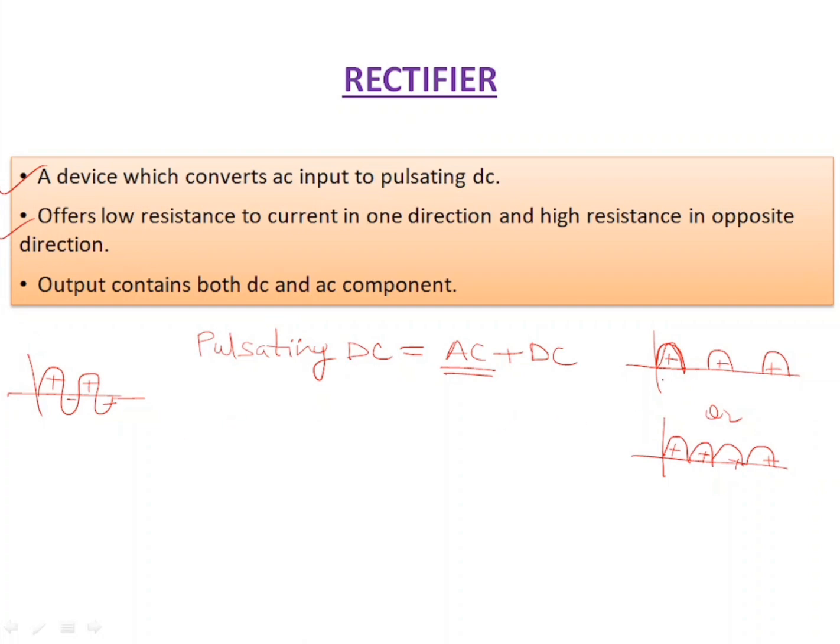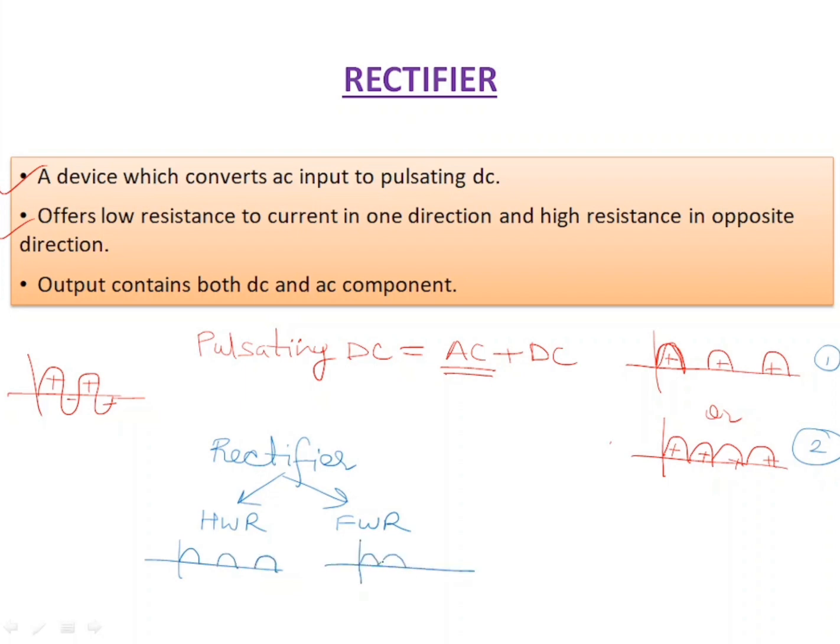Now I have shown you two types of waveform here, 1 and 2. A rectifier can be divided into two types, half wave rectifier and full wave rectifier. Half wave means only the positive cycle is seen, the negative cycle is completely eliminated. But a full wave rectifier is one in which the negative cycle is also converted into a positive cycle. But here we will discuss only half wave rectifier. I'll make a separate video on full wave rectifier.